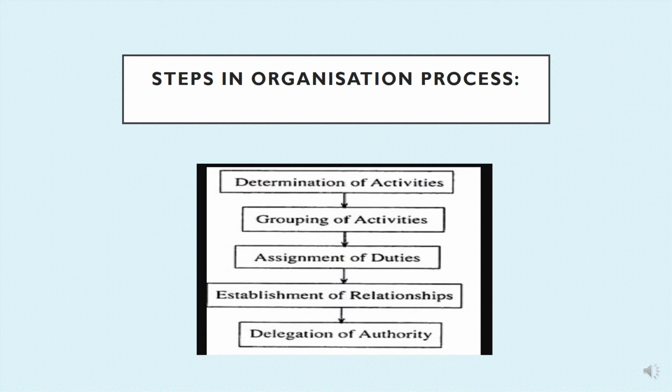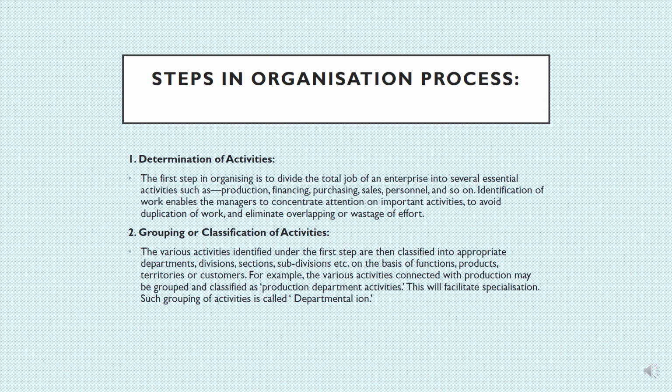First, you will determine the activities. What activities are we going to have? You will make a list of the entire activities of the organization. Then you'll group the activities. Then you'll assign the duties. Then you'll establish the relationship, what kind of authority and responsibility structure is going to be there, and then you delegate the authority. So all these steps make up the organization process. The first is determination of activities.